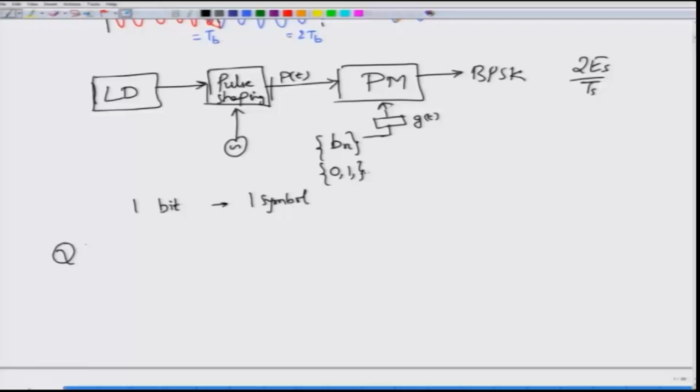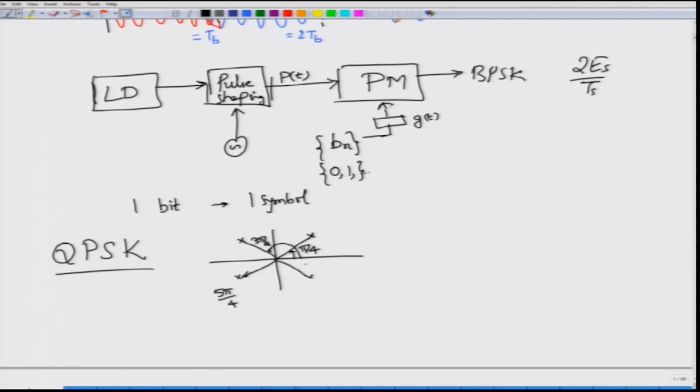One simple solution to increase the spectral efficiency is to use what is called quaternary phase shift keying. Quaternary stands for 4, so your phase goes through 4 different values. There are various ways in which you can arrange them, and we will of course look at the standard QPSK format. The standard QPSK format is given by a constellation that would look like this. The constellation values are pi by 4, then 3 pi by 4, then 5 pi by 4, and finally minus pi by 4, because 7 pi by 4 is minus pi by 4.